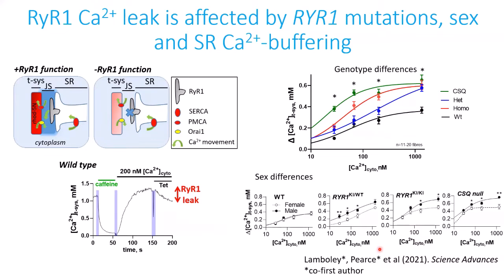So there's a gene dose effect on leak, and there's an effect of sex, showing that males have leakier RyR receptors. Also, the absence of calsequestrin introduces a very leaky RyR receptor. So how does RyR calcium leak affect fibre calcium content?